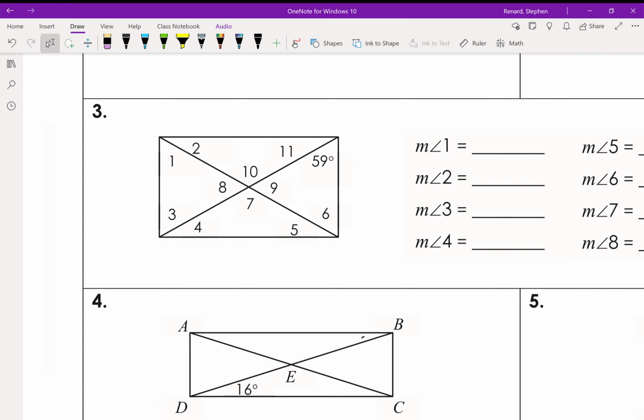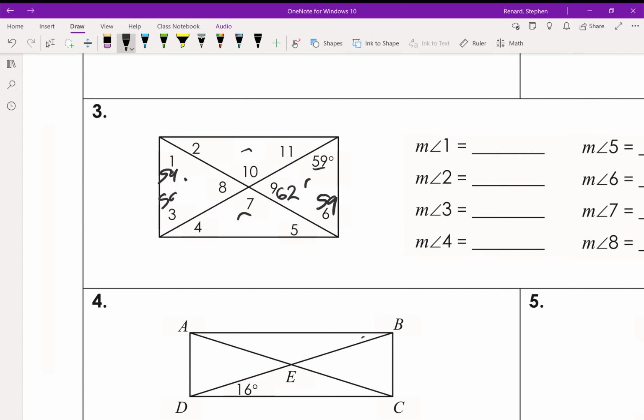Again, I'm going to show you how we do these. Because I know that the diagonals bisect each other, and because I know that the diagonals are all congruent, each one of these little triangles, the 4 interior triangles, is isosceles, which means all their base angles are also the same. 59, 59. 59 plus 59 is 118. 180 minus 118 is going to be 62. And that's going to be the same thing over here.